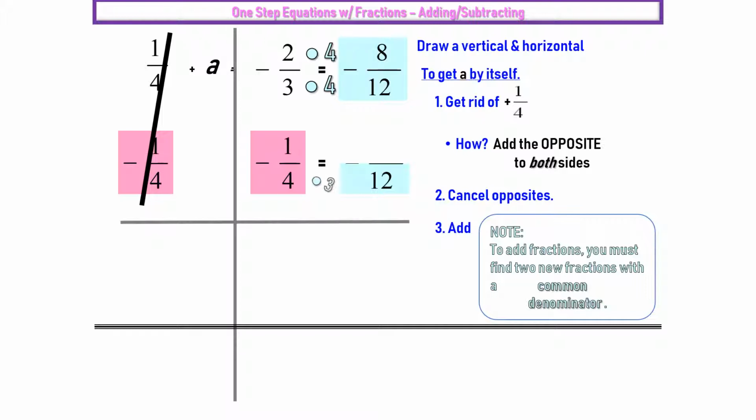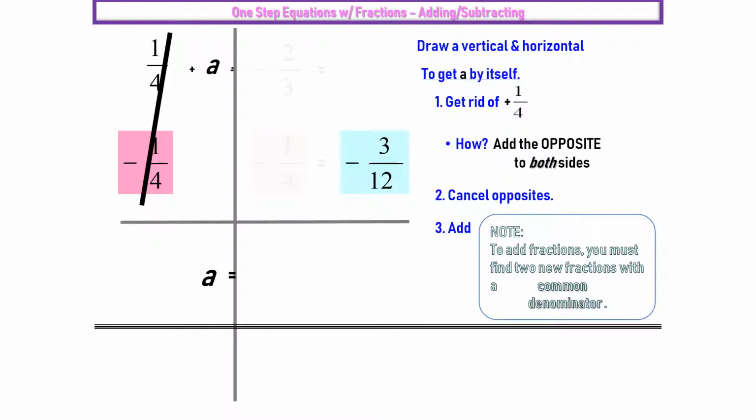Now let's do the same thing on the bottom fraction. Since it was 4 times 3 that got us to 12, we're going to multiply by 3 in the numerator as well. Now at this point, it's as simple as adding the numerators and coming up with a solution. So a equals, adding -8 to -3 gets us -11, or a equals -11/12.